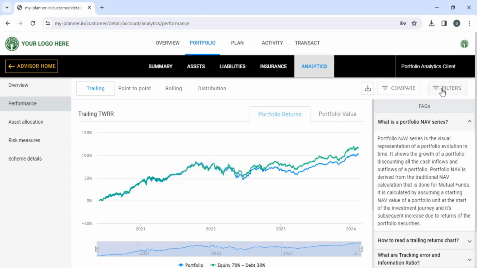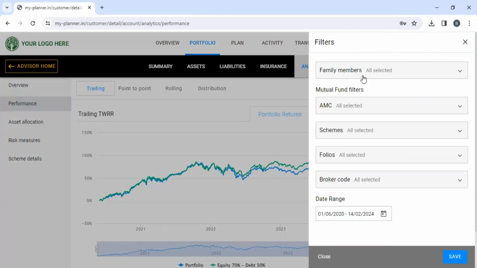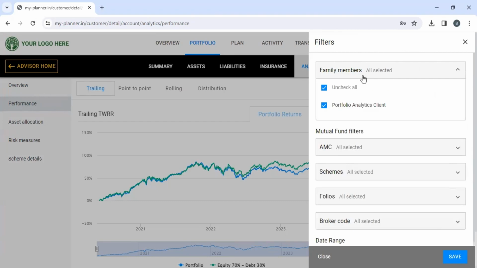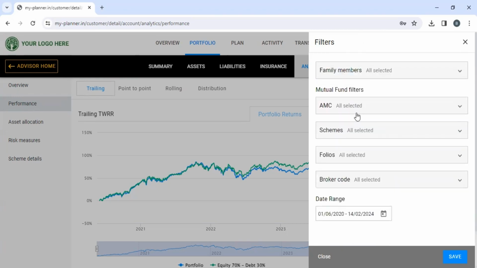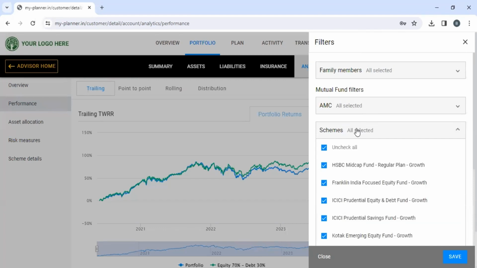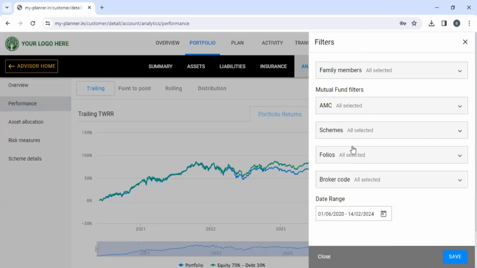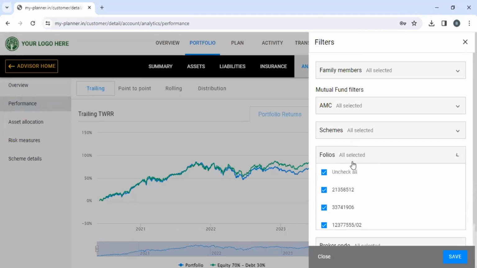So again, every scheme, and if we have to go with the filters, because in India we have a lot of family members, the familial money is pooled together. So currently it only has this client, but even the family member portfolios can also be discretely selected. We can even select AMC wise. If a particular AMC portfolio has been performing against benchmarks, or maybe this AMC portfolio is not at par, we might have to replace, we might have to look for corrections, all those sort of things. So schemes, folios, and broker code.